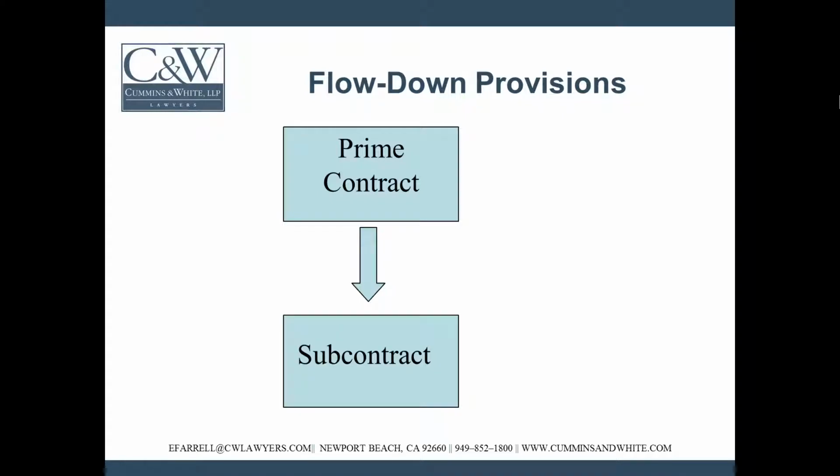Quite simply, flow-down provisions are those terms and conditions in the subcontract which will apply certain terms and conditions in the prime contract to the subcontract. In other words, it passes down certain obligations in the prime contract to the subcontract.